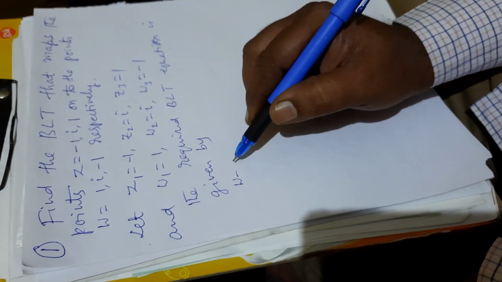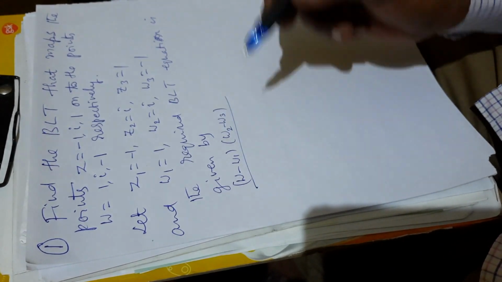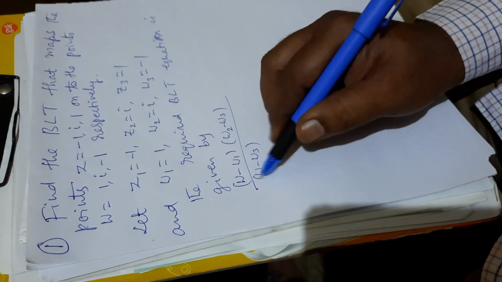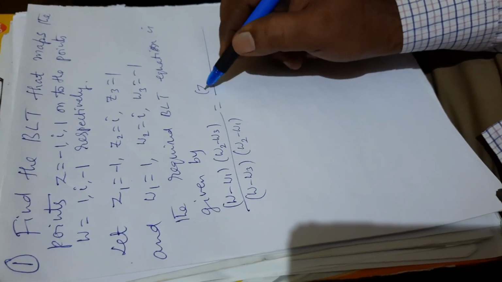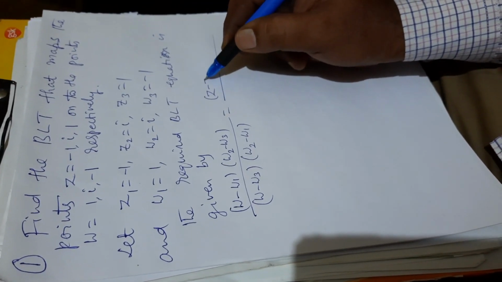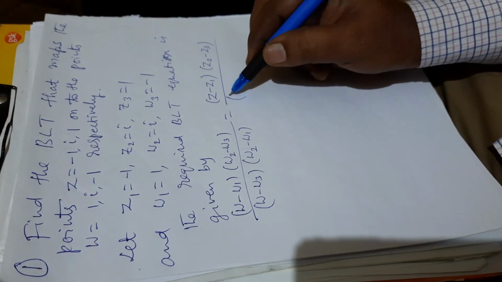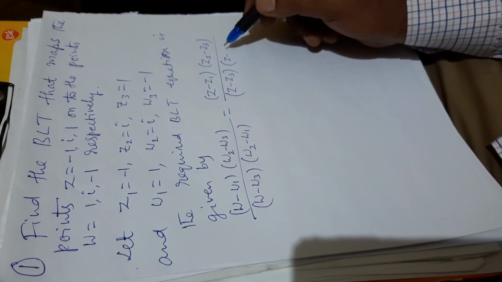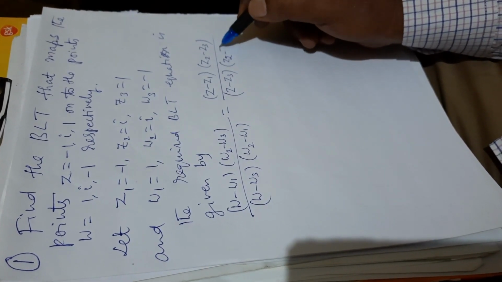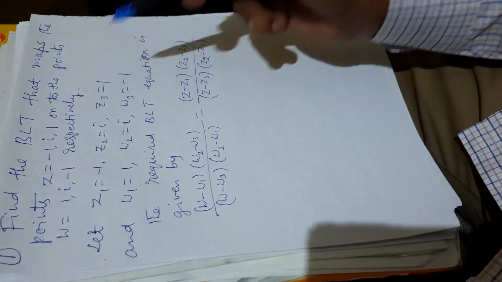the formula we have already stated: w minus w1 into w2 minus w3 divided by w minus w3 into w2 minus w1 equals, in the z plane, z minus z1 into z2 minus z3 in the denominator z minus z3 into z2 minus z1. Next, just substitute these points.